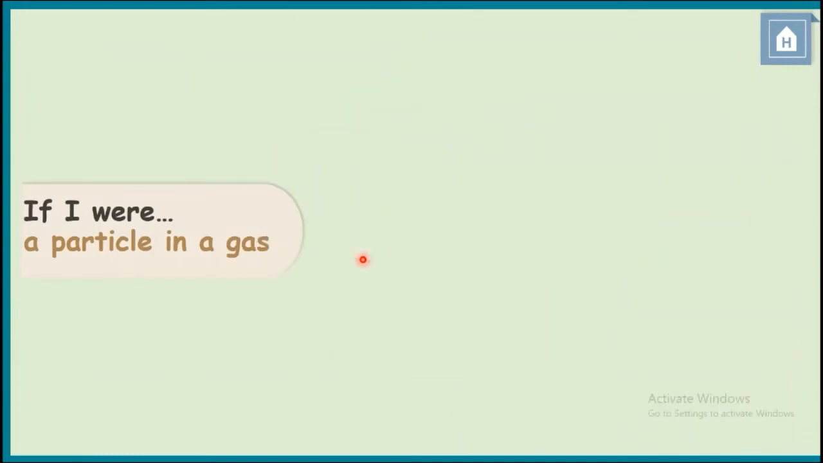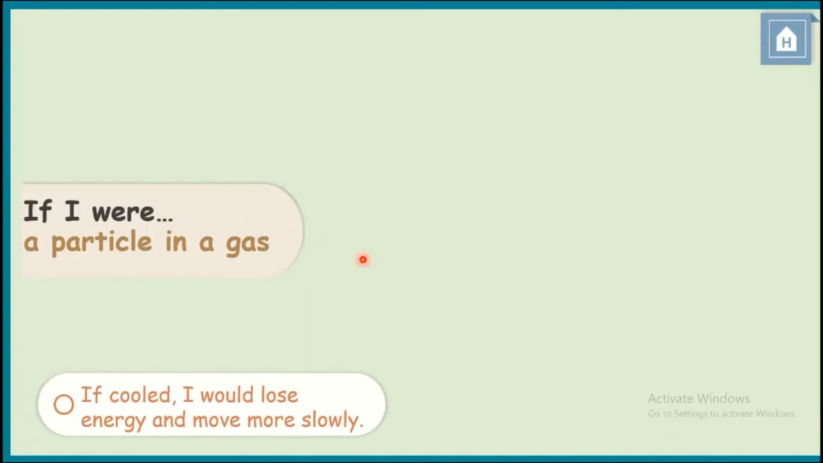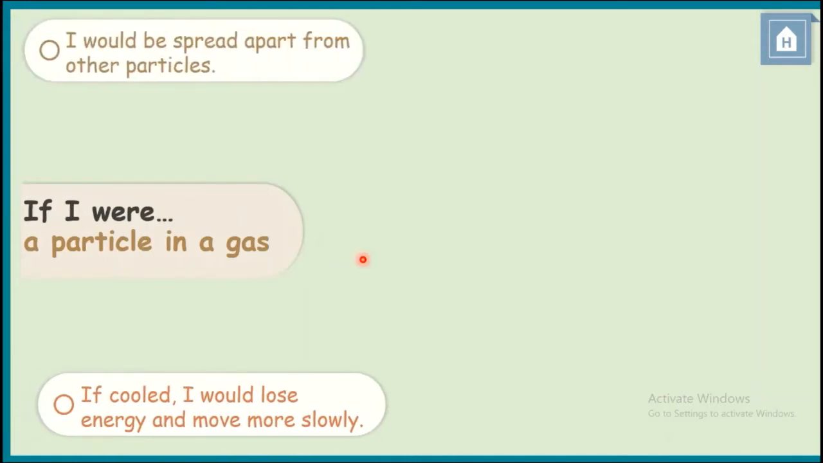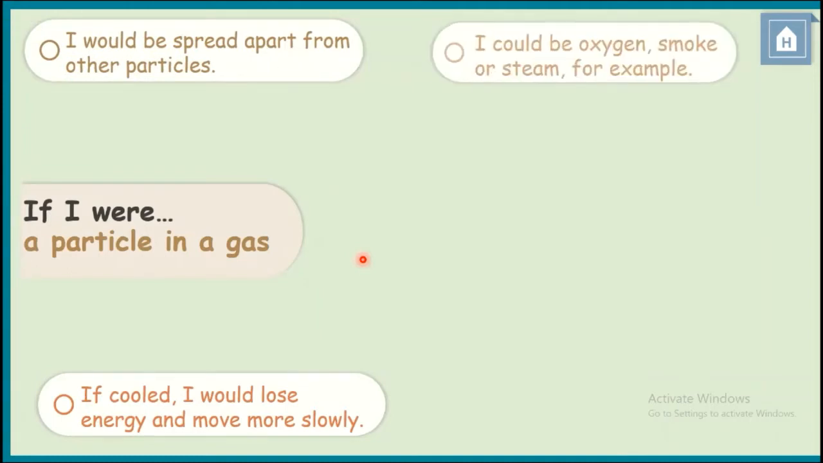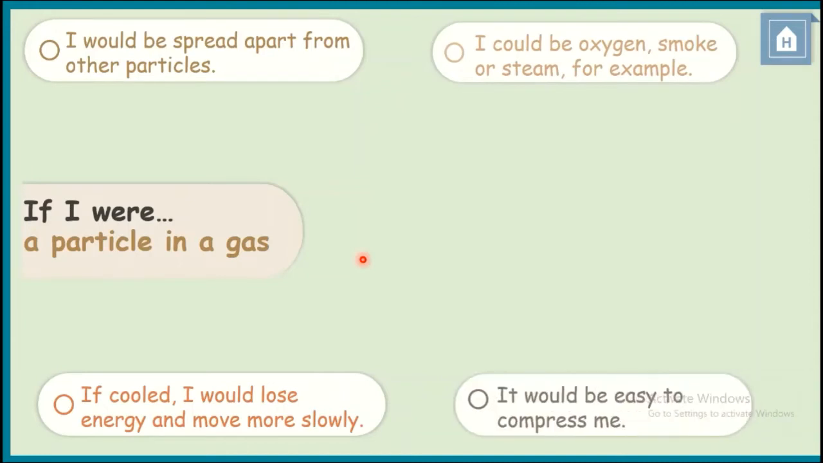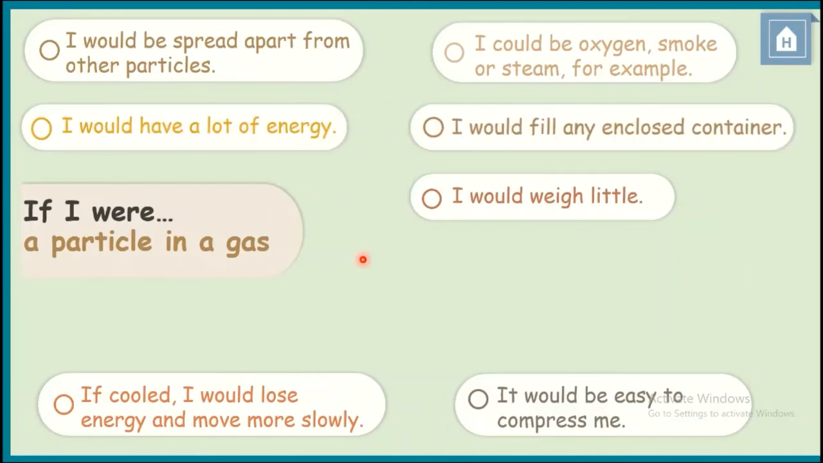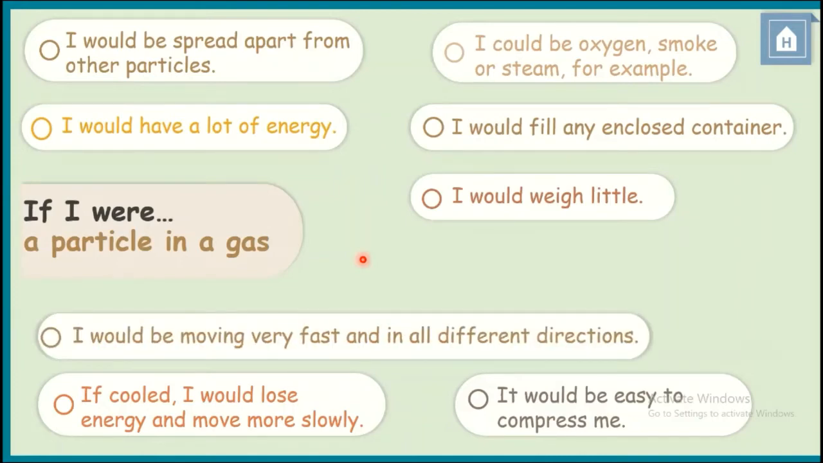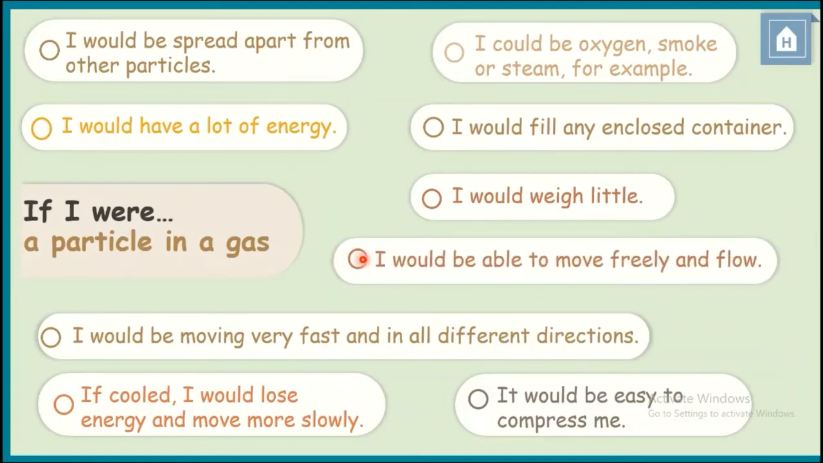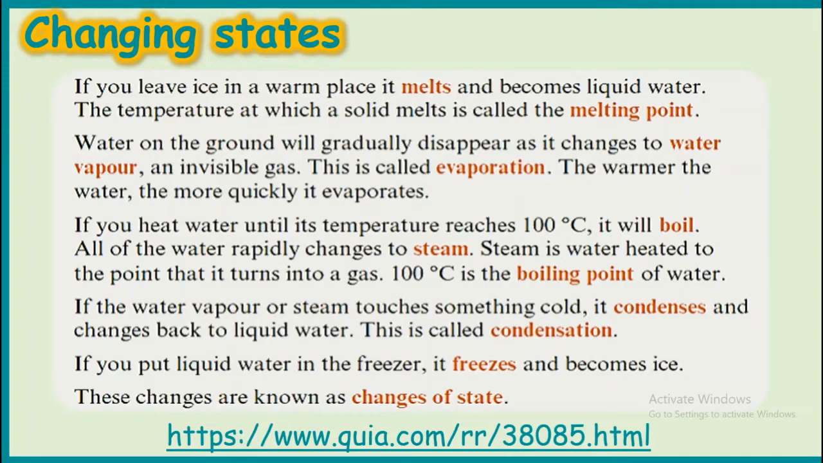Now, if I were a particle in a gas, what would I be? If cooled, I would lose energy and move more slowly. I would be spread apart from other particles. I could be oxygen, smoke, or steam, for example. It would be easy to compress me. I would weigh little. I would have a lot of energy. I would fill any enclosed container, and I would be moving very fast in all different directions, and I would be able to move freely and change states.